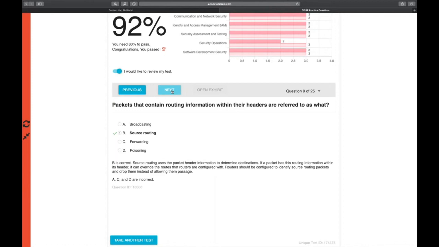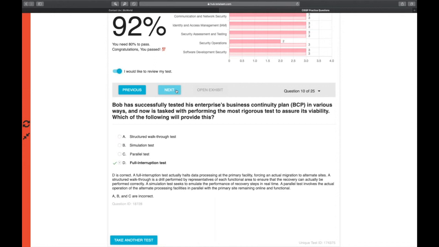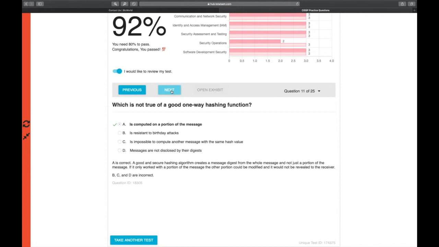Source routing uses the packet header information to determine destinations. That was pretty easy. The full interruption test actually halts data processing at the primary site, forcing an actual migration to the alternate site. That's the most intrusive.